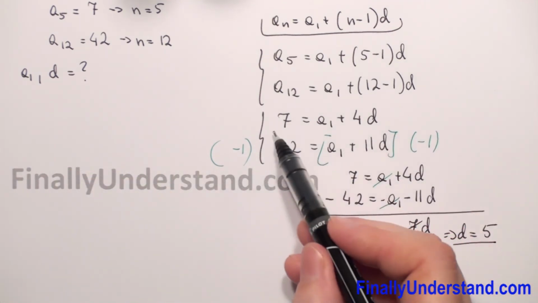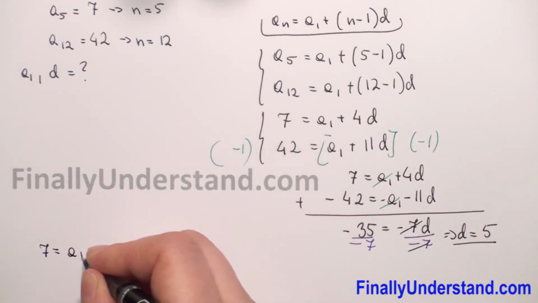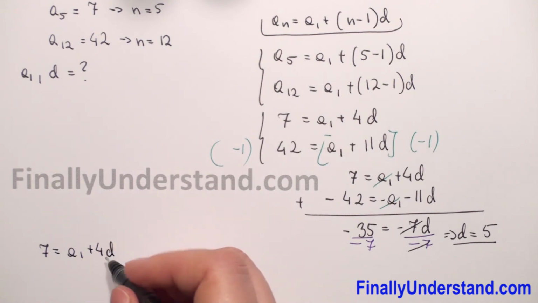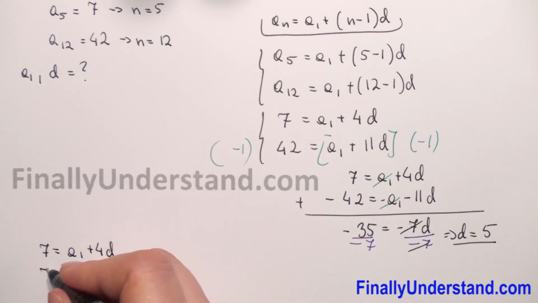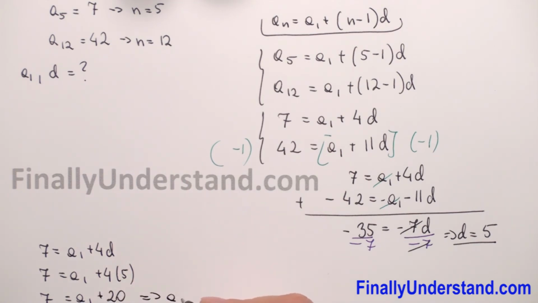Let's use, for example, the first equation: 7 is equal to A1 plus 4d. We substitute d by 5, so 7 is equal to A1 plus 4 times 5, which is 20. So A1 is equal to 7 minus 20, which is equal to -13. So we have A1 and we have d.